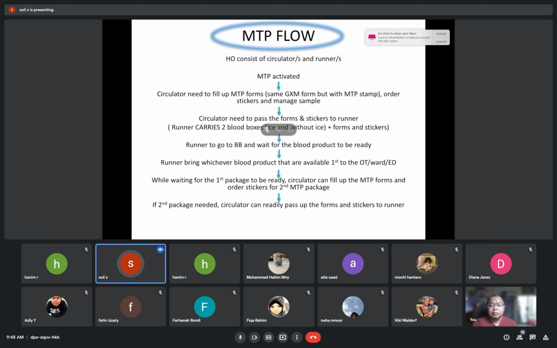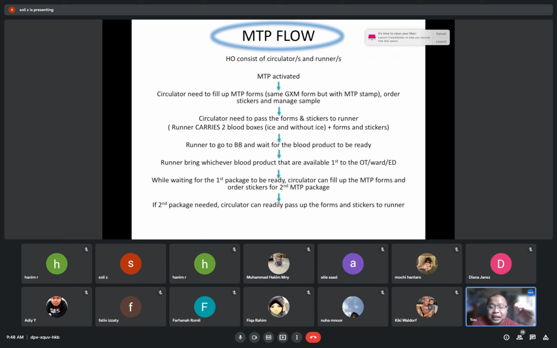Then the circulator will transfuse the blood after checking the blood. Okay, just to add, to emphasise what Solihin said earlier: make sure forms are filled in properly, especially the patient's name and IC, check them carefully. Because in the end, you are the ones who do it, the Housemen.